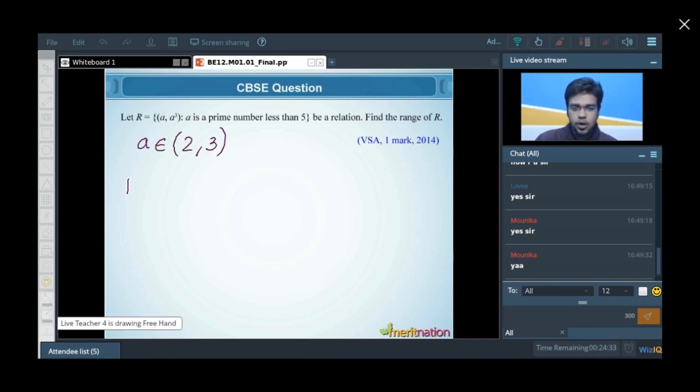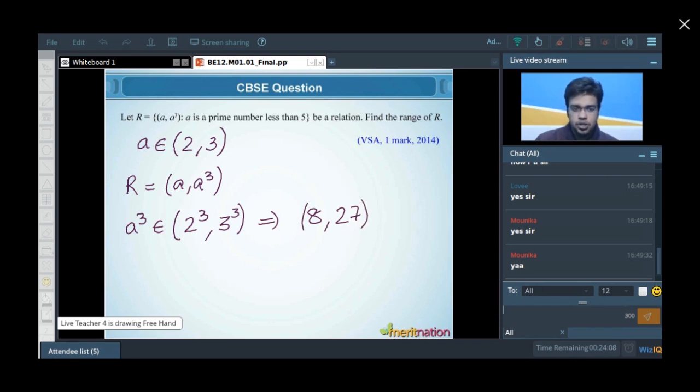Now according to our relation, R is defined as a comma a cube. So a cube will belong to what values? It will have 2 cube and 3 cube. What is 2 cube? That's 8, and 3 cube, that's 27. So the range of R will be 8 and 27, right?